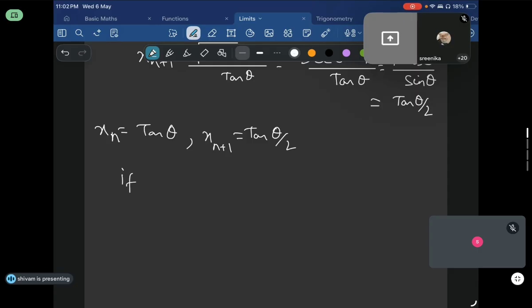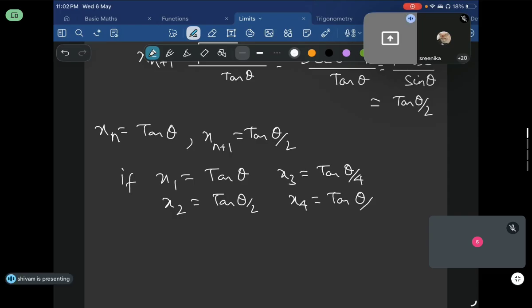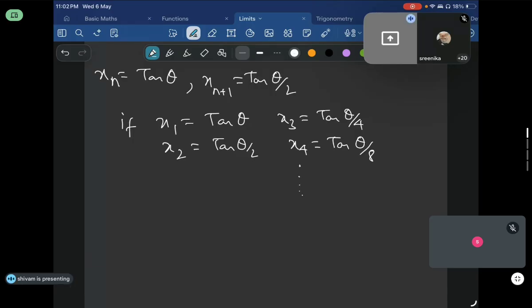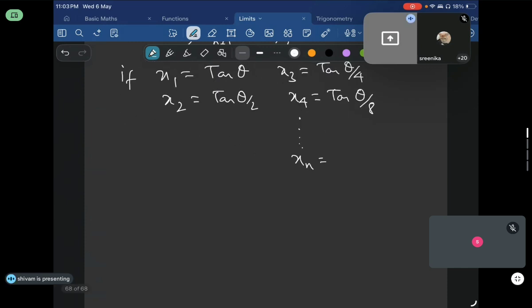So now see, if x1 is equal to tan theta, x2 will be equal to tan theta by 2. x3 will be equal to tan theta by 4. x4 will be equal to tan theta by 8. Dot, dot, dot. What will be the value of xn? After n steps, what is the value of xn? Tan theta by 2 to the power n minus 1. Yes or no? Tell me, everyone. Are you getting? So what is limit n tends to infinity?